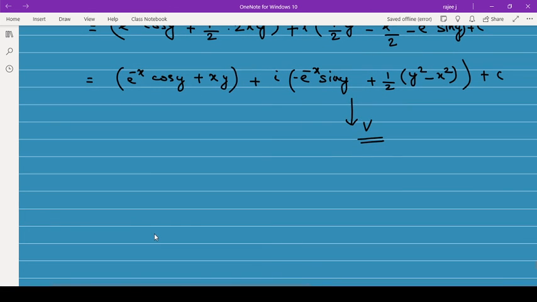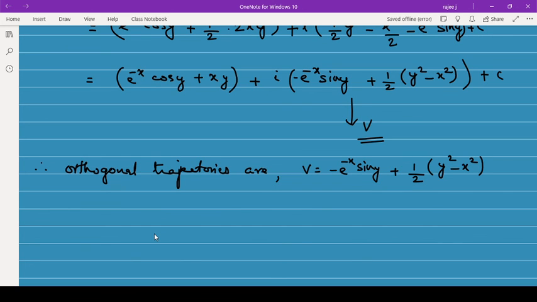Therefore, the harmonic conjugate, or the family of orthogonal trajectories, is V equal to this one: minus e raised to minus x sin y plus half of y square minus x square. This is equal to, say, some C2. All this put together, we take some C1, C2 as you like.